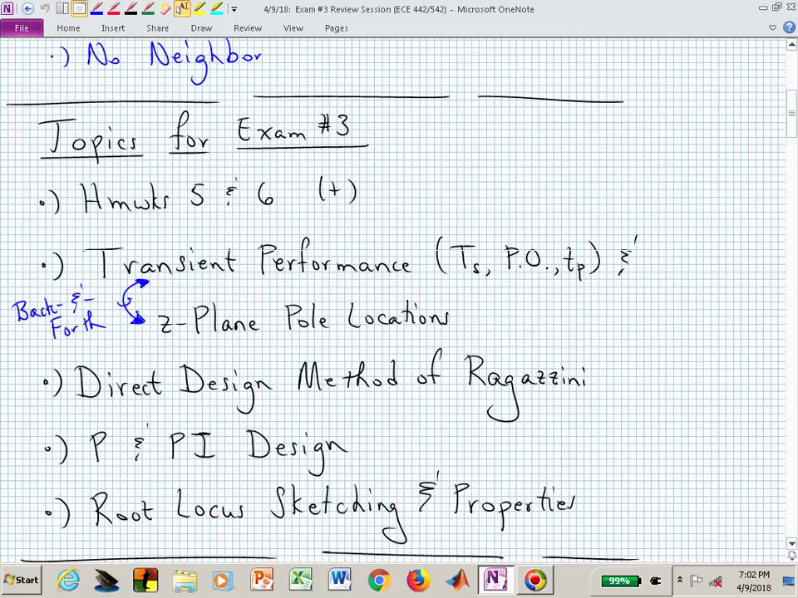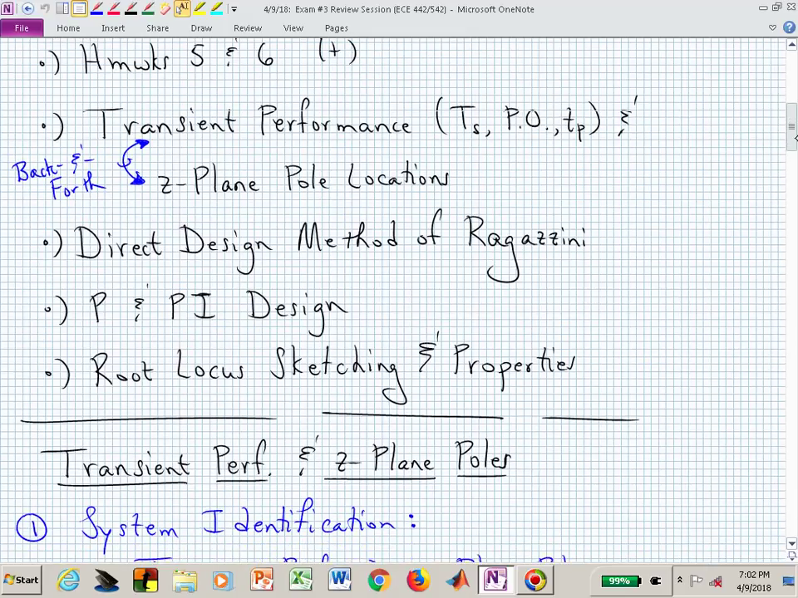You should be able to work through the design method of Ragazzini with the 4 different restrictions. You should know how to produce a proportional controller, a PI controller, and put those into a standard root locus configuration to do the root locus design for a P and PI design, and how do you sketch root loci for different pole zero patterns, and what are the properties. Let's go through some of those.